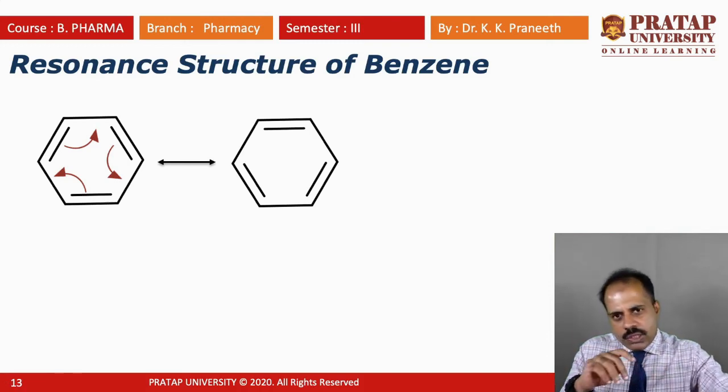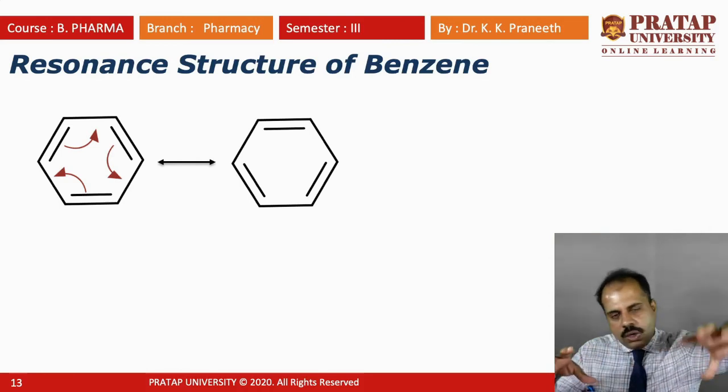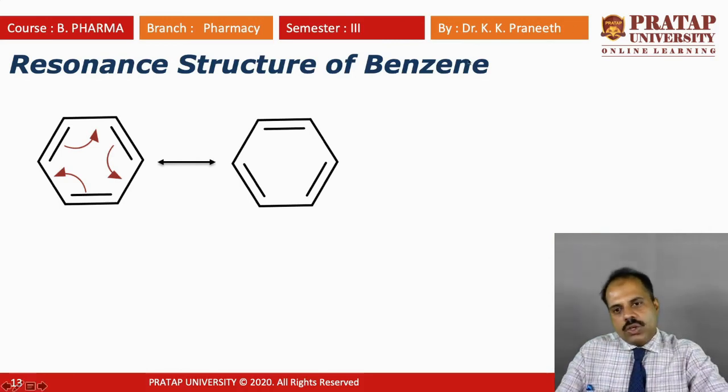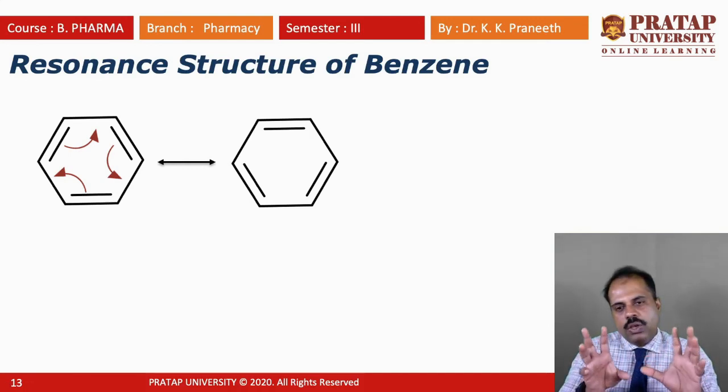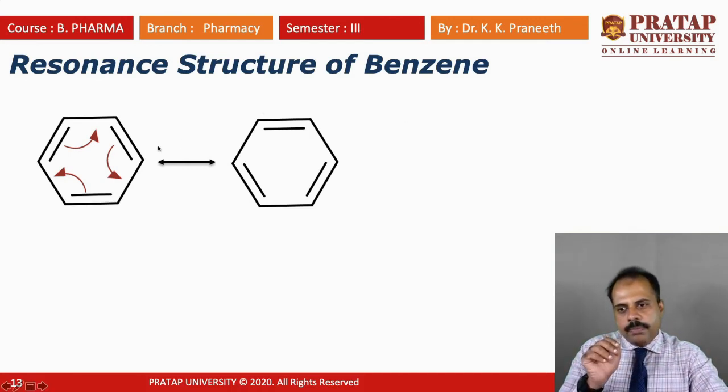Because of this continuous movement of the electrons, that is the overlap, you can also see that benzene is represented by a circle inside. Instead of the double bonds, you draw a hexagon structure with a circle inside. This is also a correct structure of benzene. So you can write either one of these two structures of benzene.